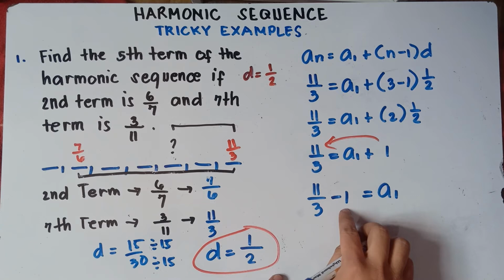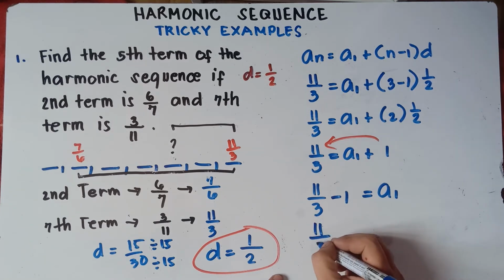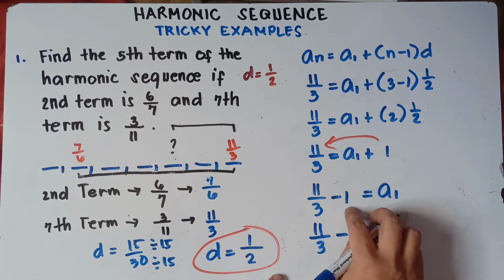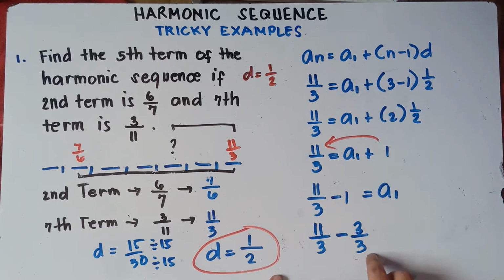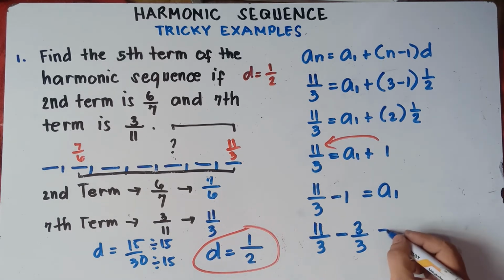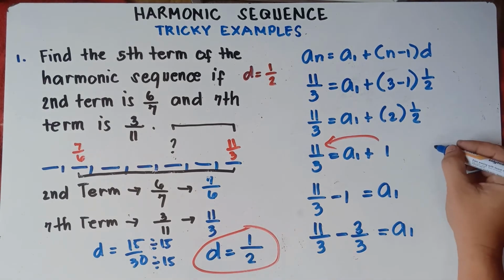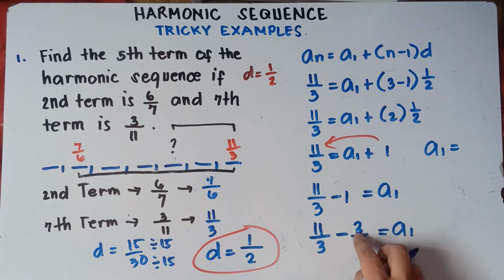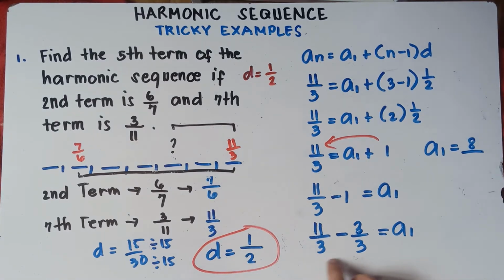First, we can make this 1 as 3 over 3. So 11 over 3 minus 1, we can write this as 3 over 3, because 3 divided by 3, class, is 1. Now, if we have the same denominators, we can simply subtract. 11 minus 3, a sub 1 equals 11 minus 3 is 8. The rule in subtraction of fractions: if the denominators are the same, simply copy, 8 over 3.